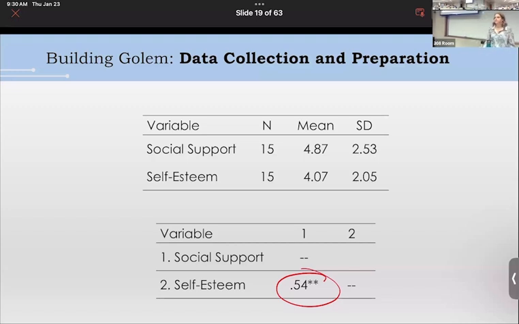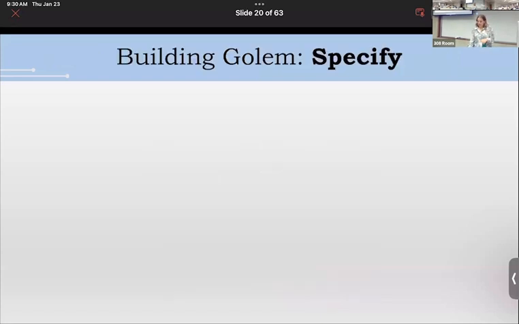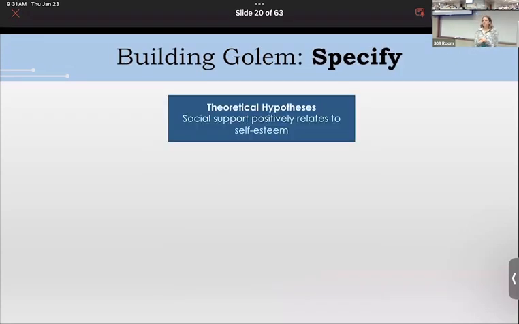So that's the what? Yes, it's the correlation, but what's the actual terminology? The Pearson R. So that's the R. Thank you. So that's the Pearson R. R equals 0.54. That's the correlation between social support and self-esteem. It's gonna come back in a second. All right. Specify. Remember that we can specify models in lots of different ways.